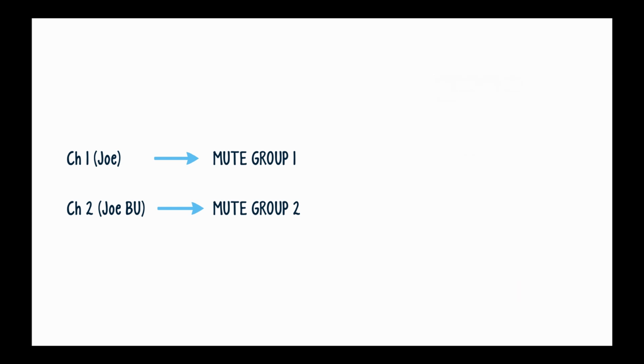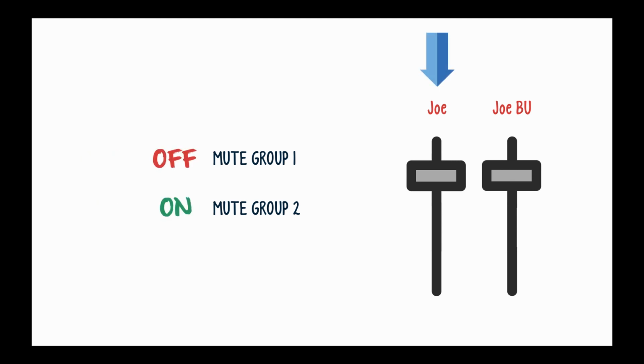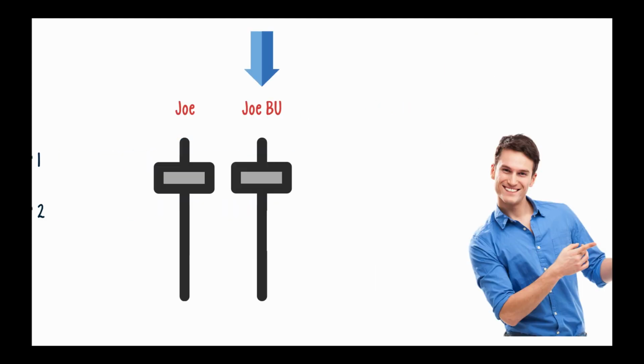In operation, mute group 2 will remain engaged so that audio can only pass through the primary microphone. If the primary develops an issue, switching to the backup is as easy as engaging mute group 1 and disengaging mute group 2. Now Joe's performance can go off without a hitch, thanks to some clever programming and preparation.